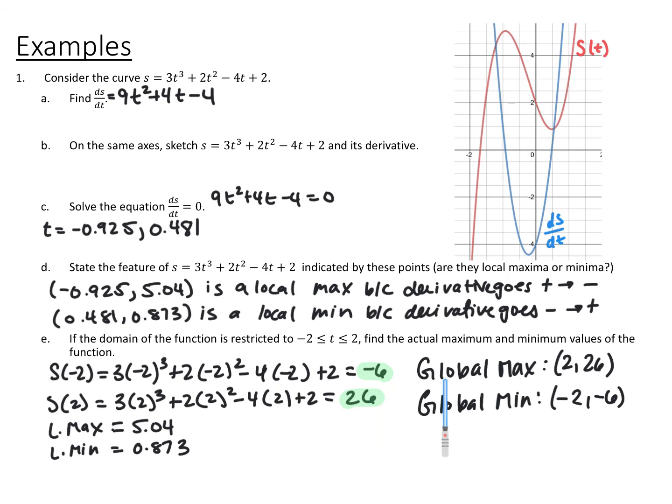So our global max is (2, 26). And then the absolute smallest out of the 4 of these is negative 6. So our global min is going to be (negative 2, negative 6). So in this case, our endpoints were our global max and our global min. They could have also been one of our locals as well.